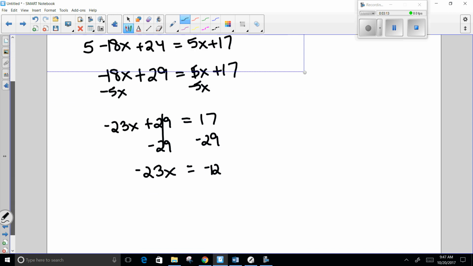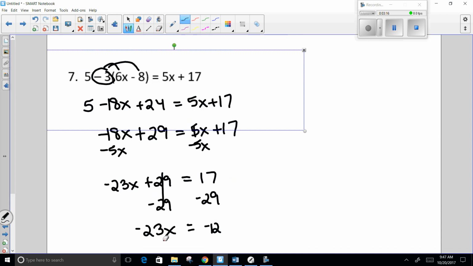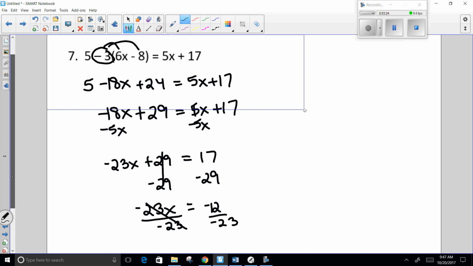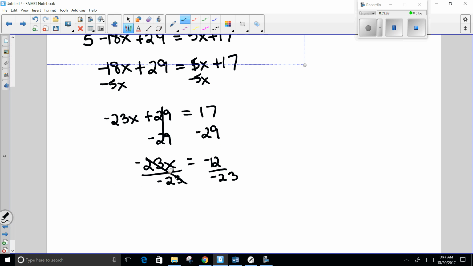So then I have a one-step equation. I need to get rid of multiplication. So I divide by negative 23 because that gets rid of the multiplication and gets rid of the negative 23. So when I do that, the 23's go away and I'm left with x equals a negative divided by a negative is a positive, and it just becomes 12 over 23.